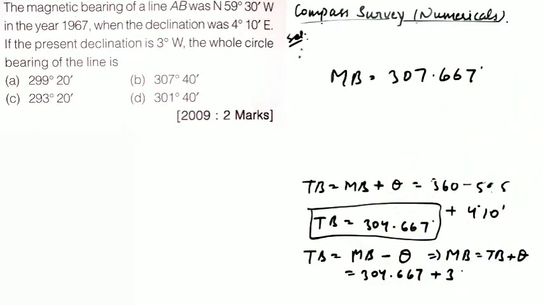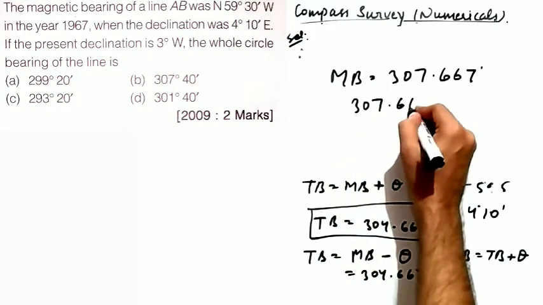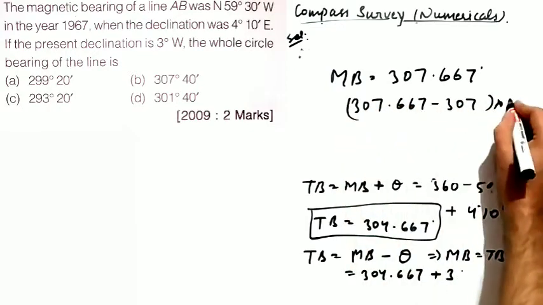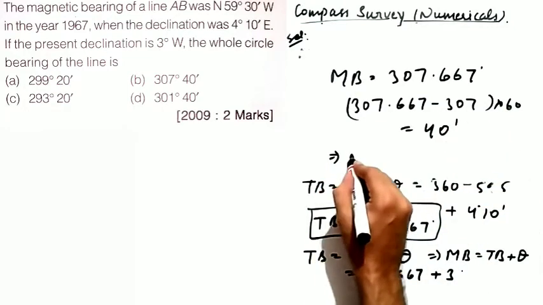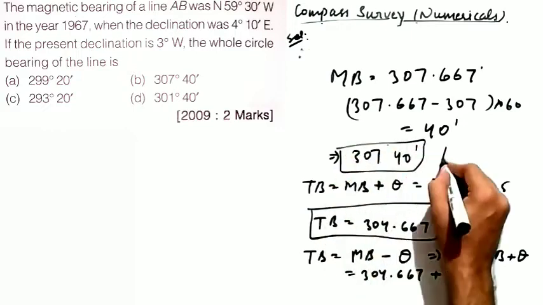307.667 degrees. Now the options are given in terms of degrees and minutes. You can see there is only one option that has 307 degree, and that is option number B. But we will not take any risk. We will convert it into minutes by this. So it will turn out to be 40 minutes. So the answer is 307 degree and 40 minutes. This is option number B.